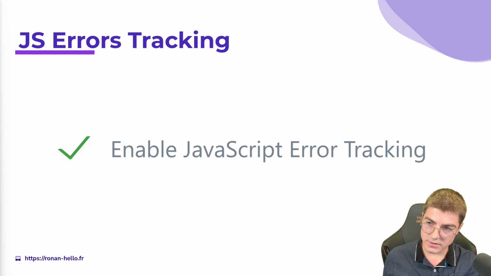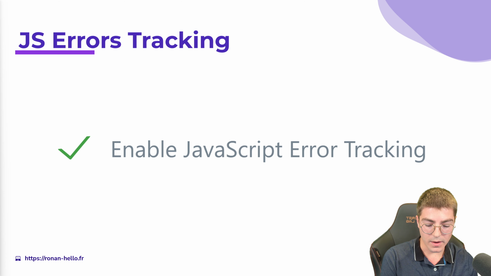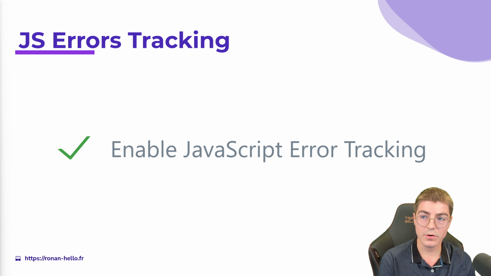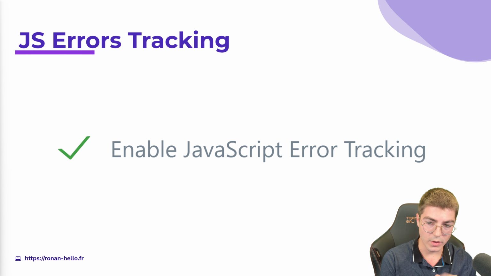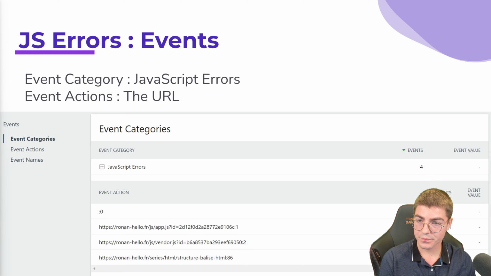This second part will be better for a technical or developer person. I invite you to enable JavaScript tracking error right in your Matomo configuration. For a Matomo Tag Manager user, it will be in the Matomo statistics variable, and you just have a checkbox to enable, and it will collect for you JavaScript tracking error. This report will allow you to recreate the session of the user who encountered an error in an attempt to reproduce it. And it will be very, very important for SaaS owners.